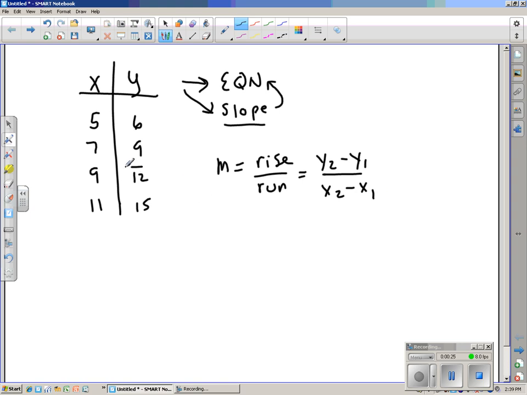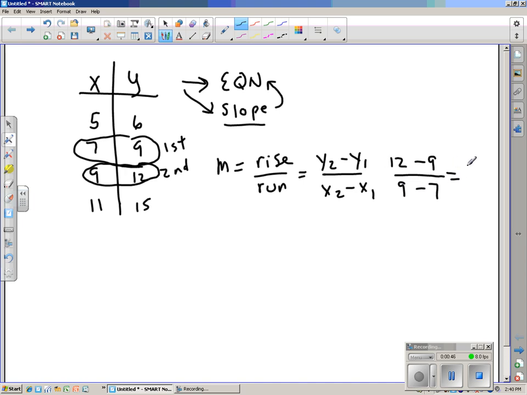So if I call this my second point, and I call this one my first point, if I plug that in, y2 of 12 minus y1 of 9 all over x2 of 9 minus x1 of 7, it actually gives me a slope of 3 over 2: 12 minus 9 is 3, and 9 minus 7 is 2.